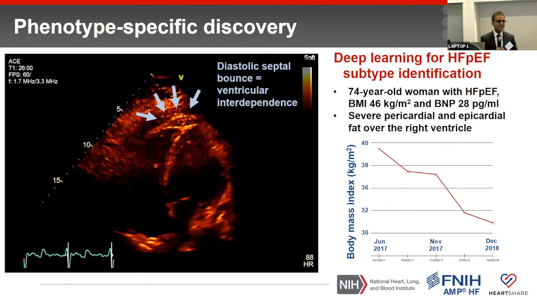Okay, so it looks like this is not playing, but we have deep learning for HFpEF subtype identification. This is a 74-year-old woman with HFpEF, BMI of 46, BNP of 28. So, obese, BNP deficient subtype. You can see severe pericardial and epicardial fat over the right ventricle. If this played, you would see that the septum was bouncing, and Barry has described this, and we see it clinically, that this is the prototypical obese phenotype.